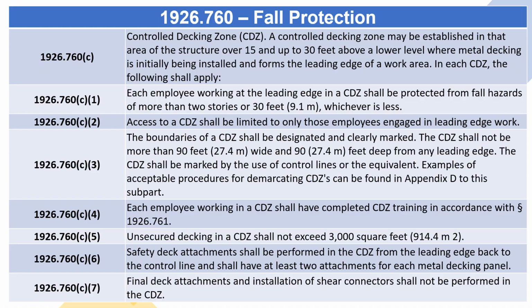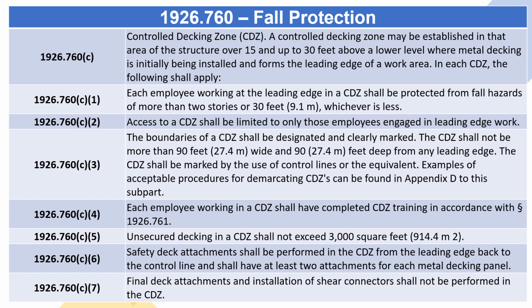1926.760 C. Controlled Decking Zone, CDZ. A controlled decking zone may be established in that area of the structure over 15 and up to 30 feet above a lower level where metal decking is initially being installed and forms the leading edge of a work area. In each CDZ, the following shall apply. 1926.760 C.1. Each employee working at the leading edge in a CDZ shall be protected from fall hazards of more than 2 stories or 30 feet (9.1 meters), whichever is less.